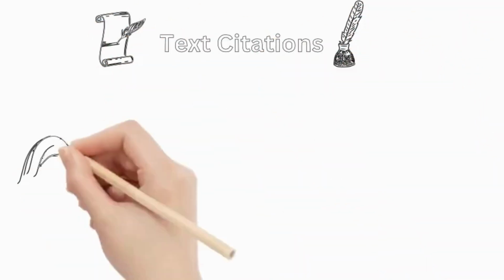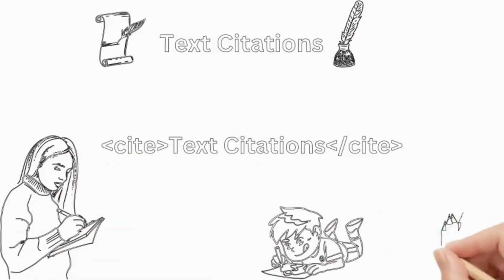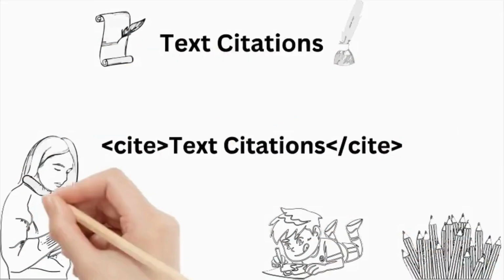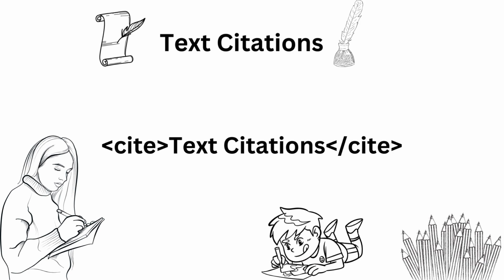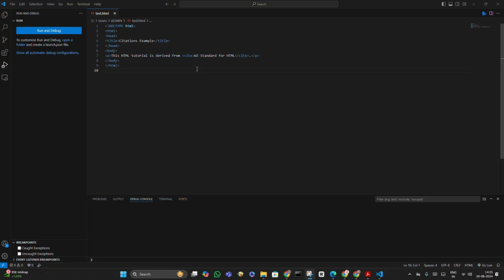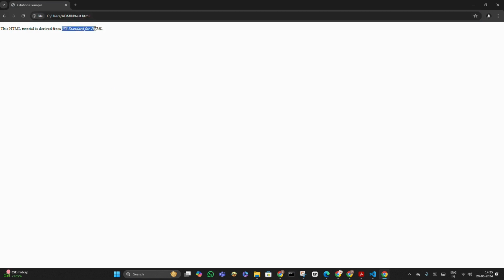When citing sources, the cite element is your go-to tag. It typically renders text in italics, just like in a print publication. Let's check out an example. This will produce this HTML tutorial is derived from W3 standard for HTML with the source citation italicized.